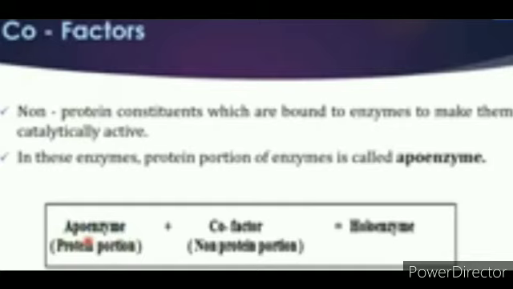Next, cofactors. Non-protein components which are bound to enzymes to make them catalytically active. In these enzymes, the protein portion of the enzyme is called apoenzyme. Prosthetic groups are the organic compounds that are tightly bound to the apoenzyme. Example, heme. Coenzymes are organic compounds, but they are associated with the apoenzymes only during the catalytic reaction.